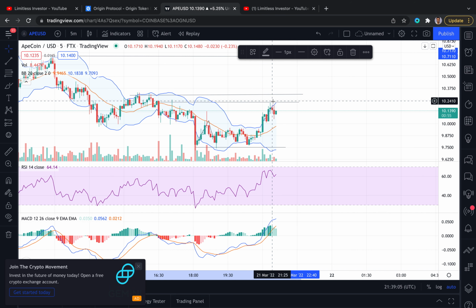We are also almost oversold at the RSI, and the MACD looks like it's about to be connecting for a drop in the bearish momentum. So keep that in mind if you are looking to get into the Apecoin because of the lot of hype and a lot of things going on with the project. Just keep in mind and try to time your entry.